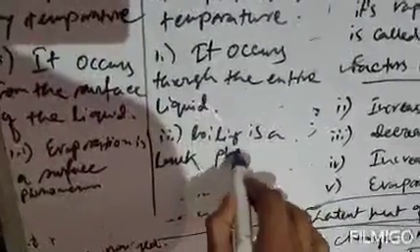Number three, evaporation is a surface phenomenon, whereas boiling is a bulk phenomenon. Number four difference is that evaporation produces cooling, whereas boiling has no such effect. So this is the fourth difference.